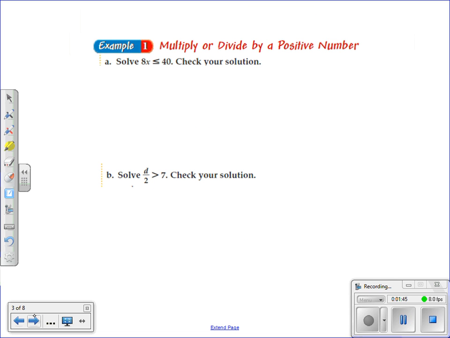All right, let's solve a couple of positive number problems. 8x is less than or equal to 40. It's a multiplication problem, so I'm going to do the opposite operation, which is division, to get my x by itself. The 8's cancel out. I have x alone. 8x is less than or equal to 40 divided by 8 is 5.